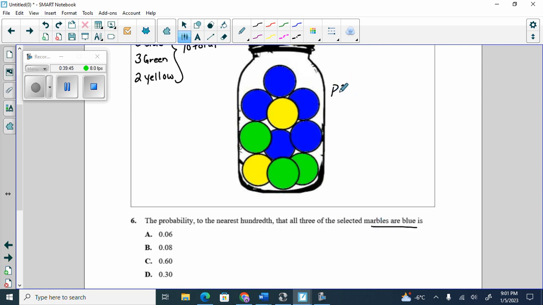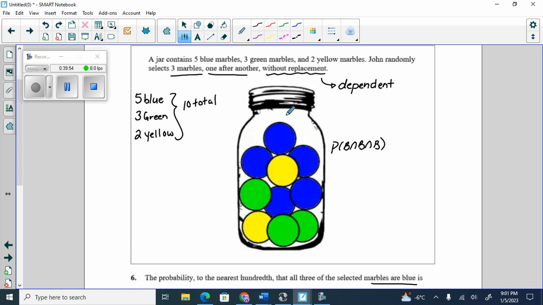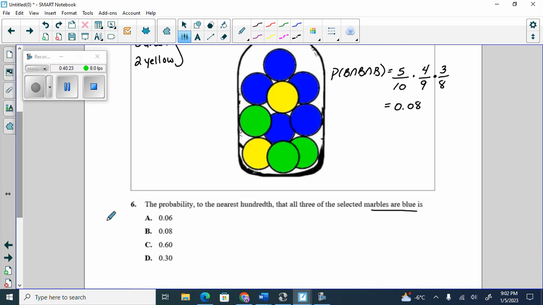So we want the probability of a blue and a blue and a blue. It's not or because we want 3 marbles in sequence, and it's independent or dependent. When we take out more than one object and it's using and, remember, ands on the formula sheet fall in the independent dependent stage. So we want the probability of the first blue, which would be 5 out of 10. And the next blue, 4 out of 9, because we're not replacing it. And the next blue, 3 out of 8. And we multiply those out, we get 0.08 to the nearest hundredth, which is B.